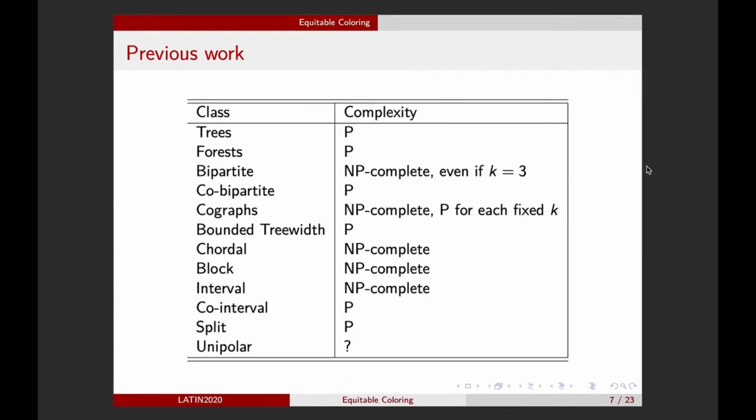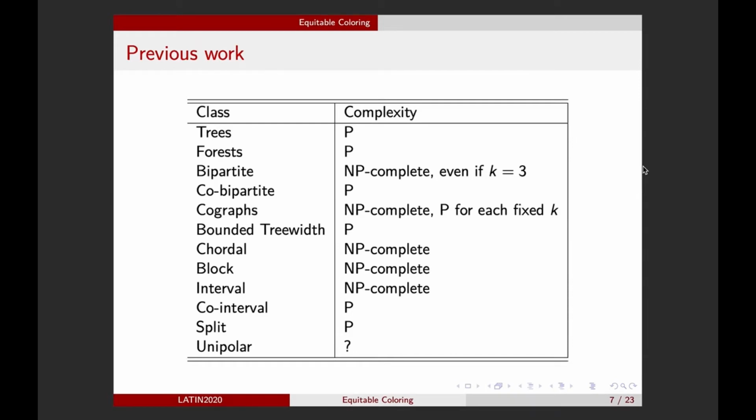Now we're going to talk about complexity, and a nice way to start is with classical complexity. We have classes and the respective complexity of the problem. For trees, forests, and co-bipartite graphs, the problem is polynomial. It's also polynomial on co-interval and split graphs. But for pretty much everything else you check, it's NP-complete, even for a fixed number of colors, such as on bipartite graphs.